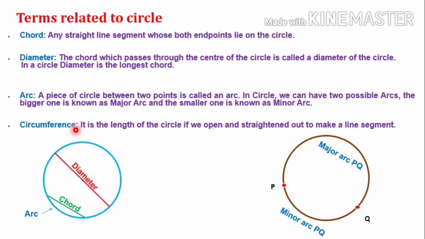In simple words, circumference of the circle is the length of the boundary of the circle. The length of the boundary of the circle, that is called the circumference. So here this entire circular portion, if you measure the length, that is called the circumference of the circle.